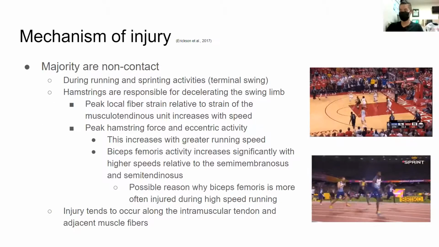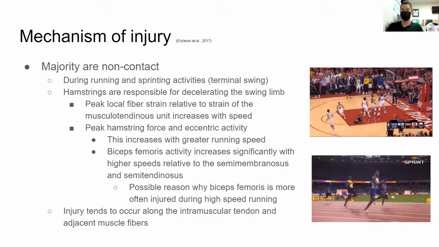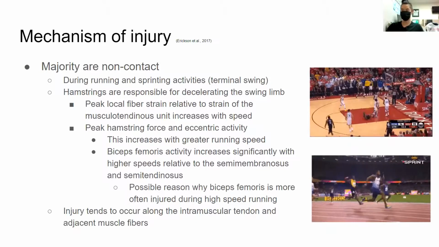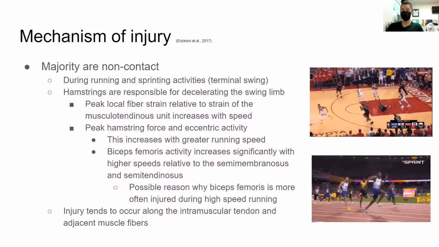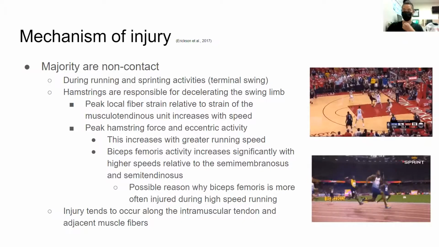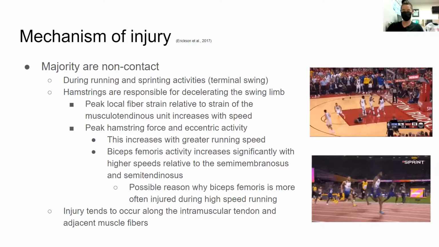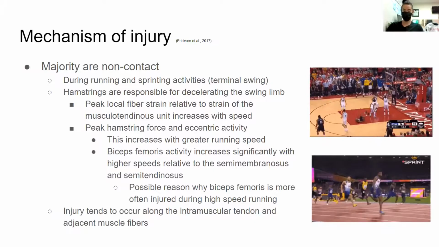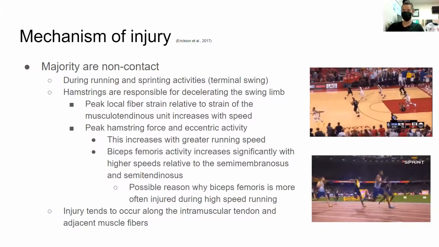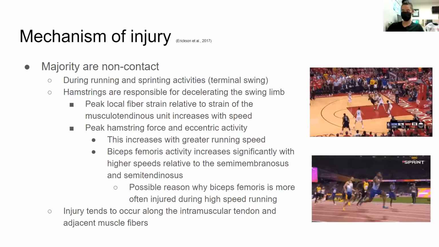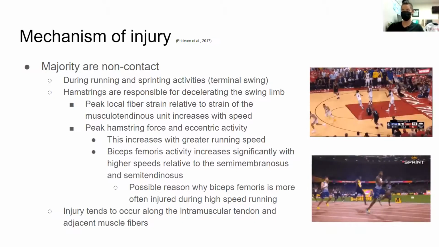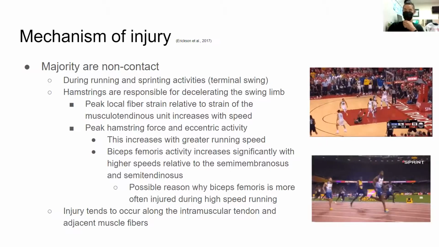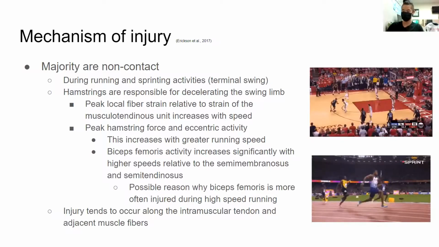All right, so moving on to mechanism of injury. The majority tends to be non-contact, especially during running and sprinting. This mainly happens during the terminal swing phase prior to foot contact, because there's a high eccentric demand on the hamstrings in decelerating that limb. And this mainly affects the biceps femoris in a greater proportion, since with greater running speed, the biceps femoris activity increases in relation to the semimembranosus and semitendinosus.